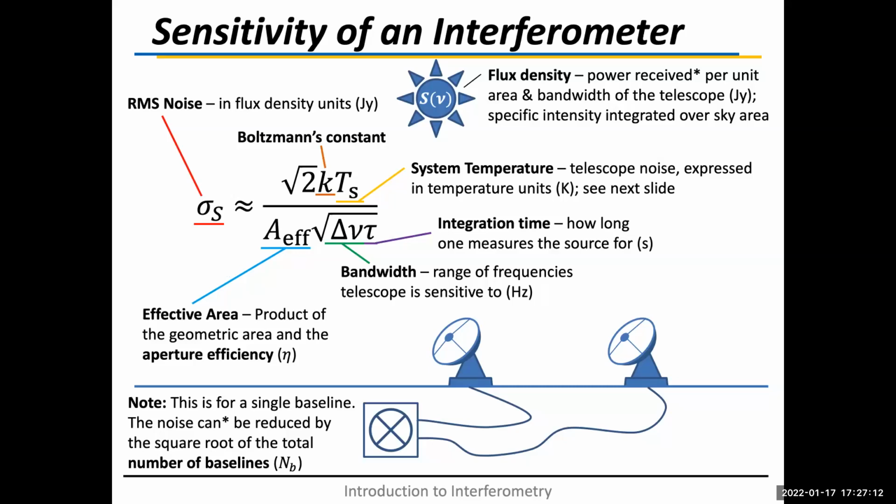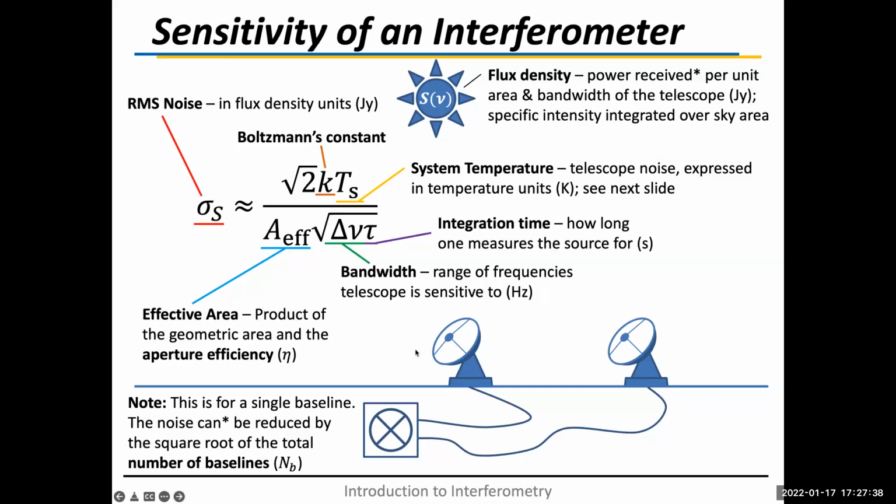You can have a very big telescope, but only part of the dish is illuminated and collecting light coherently. And what matters is the product of those two things. And then on the other side of the denominator is square root of bandwidth times integration time. Basically, the longer you integrate or the more bandwidth you integrate over, the more sensitive you tend to be, or at least the lower the noise fluctuations tend to be.